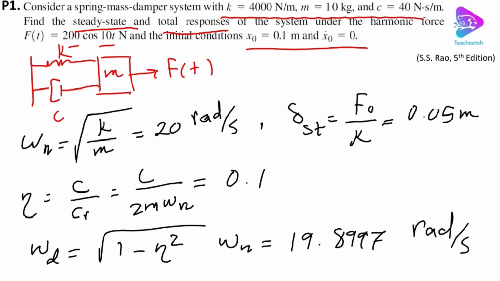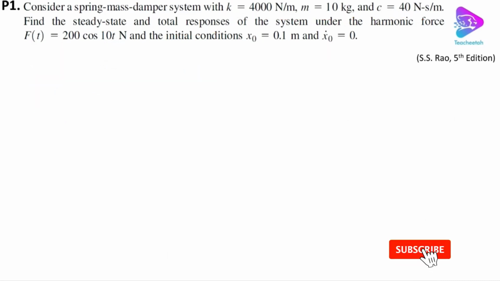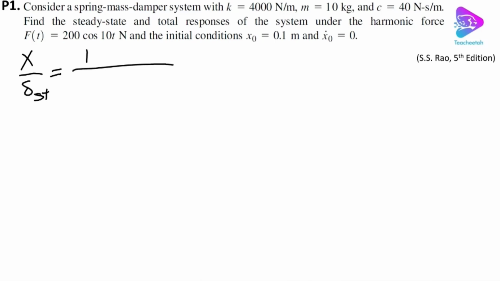So we have everything now. We can simply find x. There are different methods that we can use to find x. So we have the formula x over delta static, which is equal to 1 over, you can either use the function of F naught divided by the other components, or the function based on R. I'm going to use this one here just to show that they are basically similar, or they can be used interchangeably.